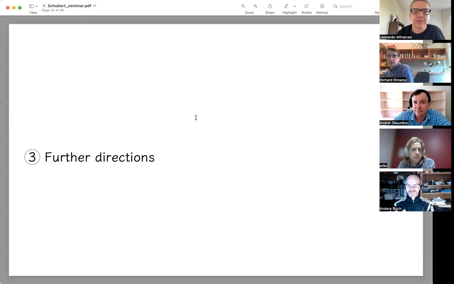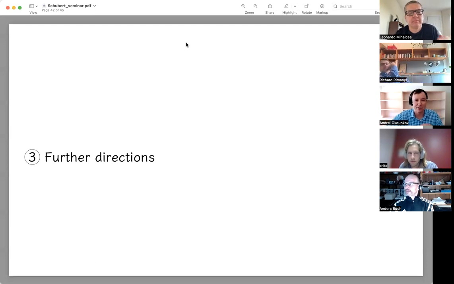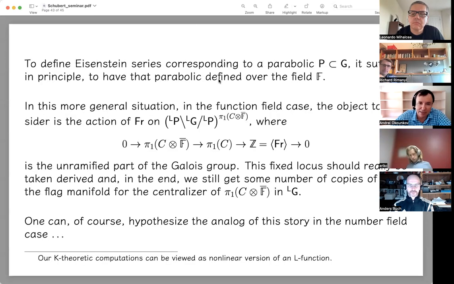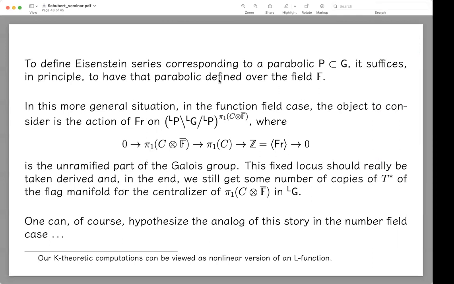So there is at least one question: what are the further directions? Okay. Yes, we made many restrictions along the way, and more or less all of them can or should be removed. There are two slides here, and I'll try to go through them quickly. First of all, we started with a group which was split, and we took the minimal parabolic.